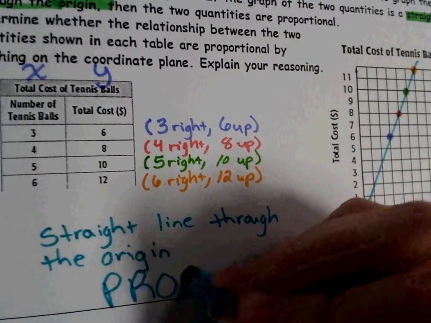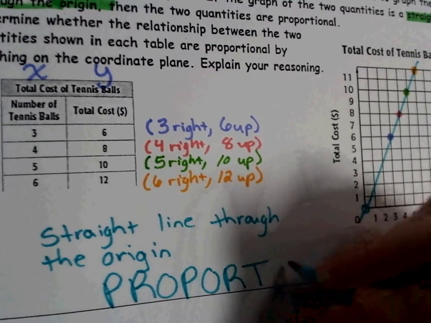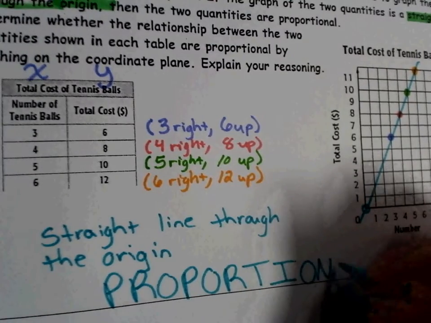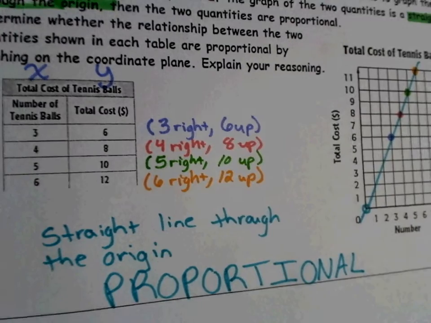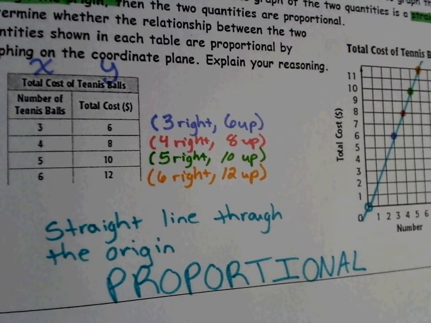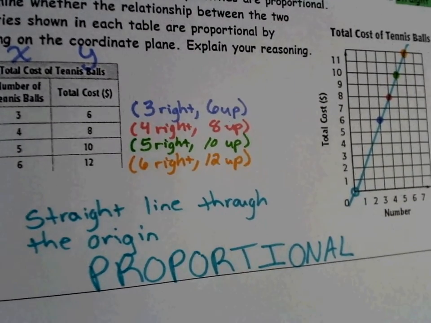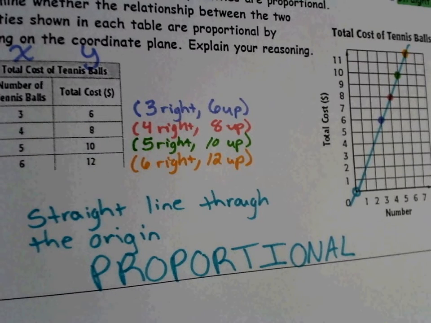So that means that it is proportional. Straight line through the origin means that it is proportional. It has to meet both. If it's straight but doesn't go through the origin, not proportional. If it goes through the origin but it curves, not proportional. Has to be straight, has to be through the origin. That makes it a proportional graph.